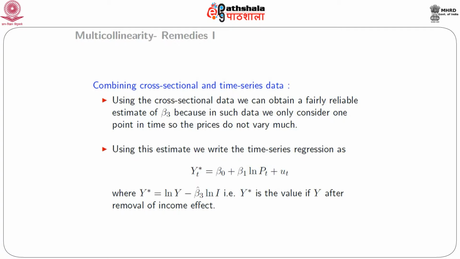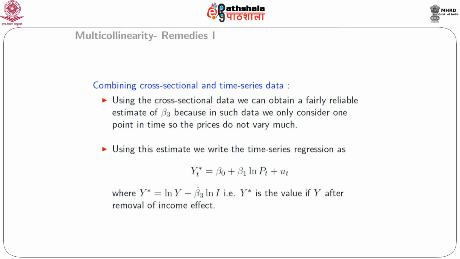form y_t star equals beta naught plus beta 1 ln p_t plus u_t, where the response variable is now y_t star given by ln y minus beta 3 hat ln i_t. That is, y_t star is the value of y after removal of the income effect.